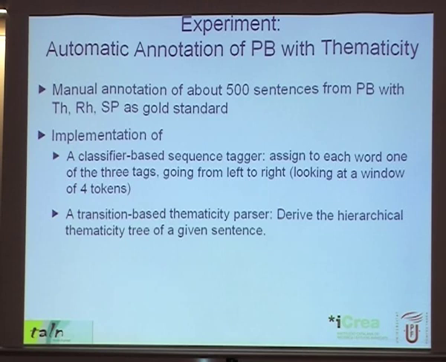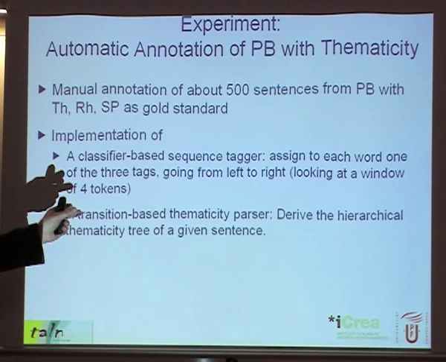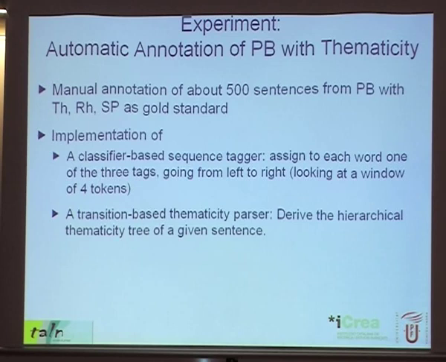So we need to assign to each token a specific tag, one of those three: specifier, theme, rheme. This was implemented as a classifier-based sequence tagger. We go from left to right and look at a window of four, two to the left, two to the right, to decide what kind of tag to assign.